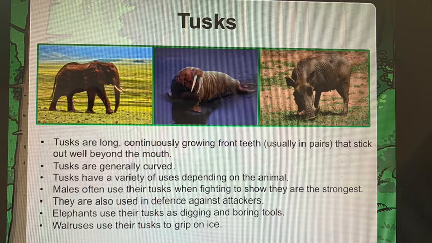Tusks are generally curved. They have a variety of uses depending on the animal. Males often use their tusks when they're fighting to show who's the strongest, and they're also used in defence against attackers. So if they're getting attacked, they can use them to keep the attackers away. Elephants use their tusks as digging and boring tools, and walruses use their tusks to grip onto the ice.